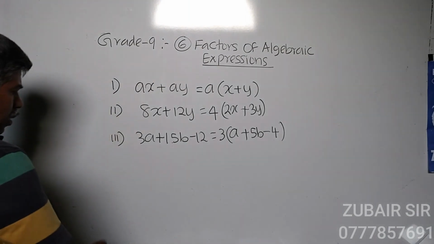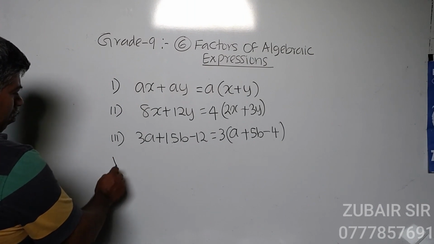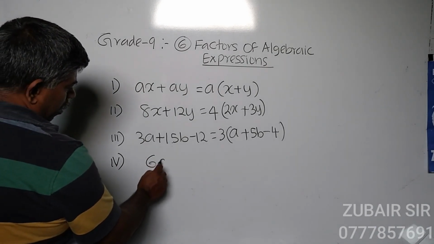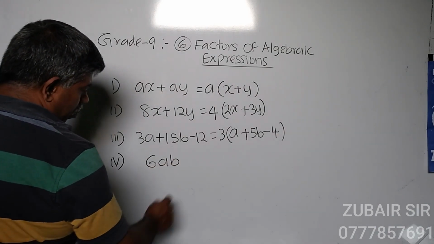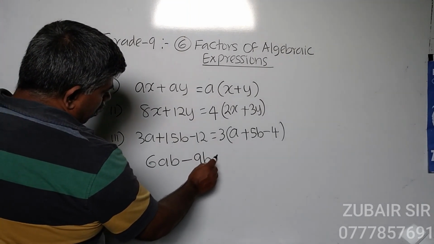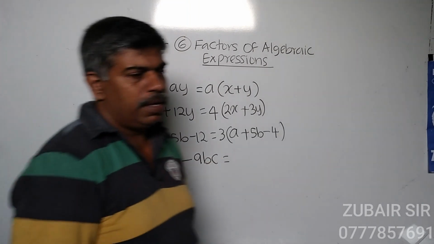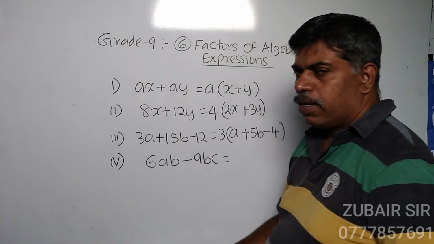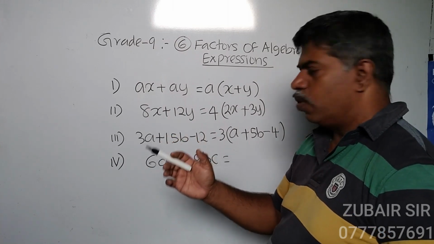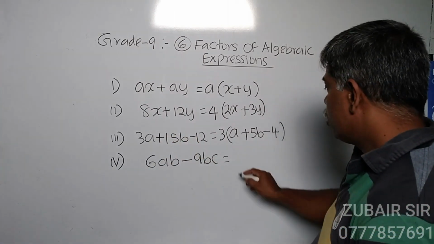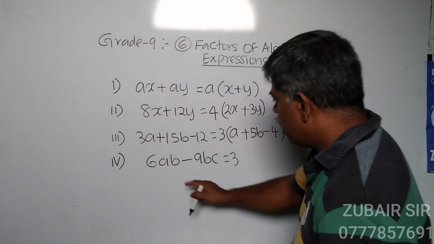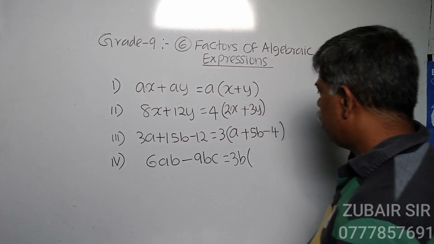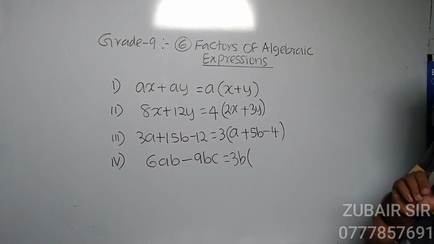Now, sometimes letters can be taken, sometimes numbers can be taken, sometimes letters and numbers both are there. Now see 6ab minus 9bc. Here number and letter both can be taken. See here 6 and 9. What is the common number that can be used to divide 6 and 9? So 3 can be used. Then see the letters a, b, b, c. b can be taken as the common one. Then you have to take the 3b as the common one.